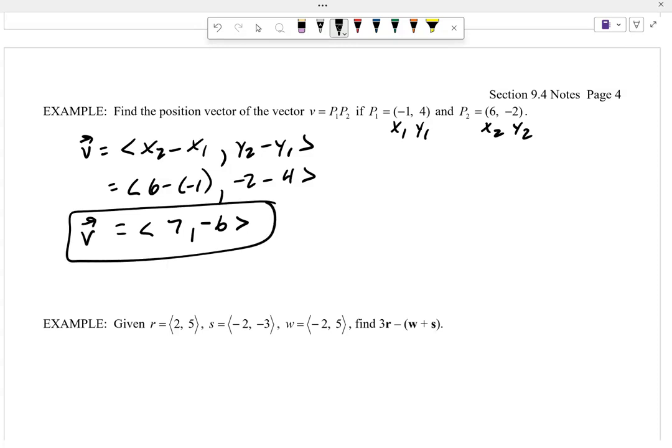There's our position vector. Alright, for this next one now, what if we're given an R vector, an S vector, a W vector? Can we find the resultant vector here, 3R minus W plus S? Well, let's substitute in our vectors. 3R, there's our R vector, minus, and then we got W plus S.